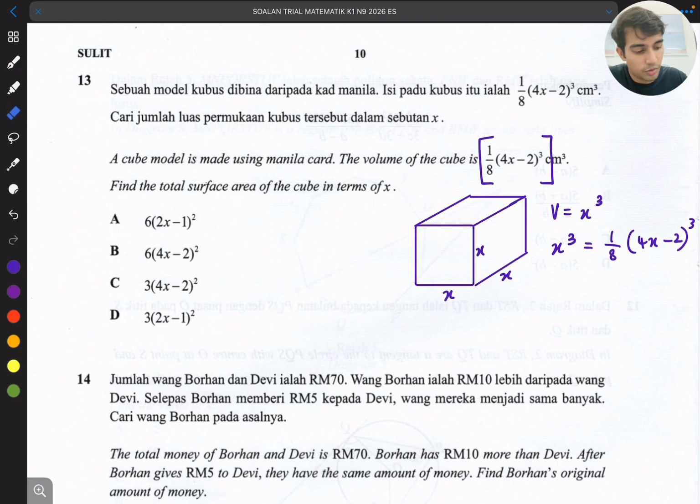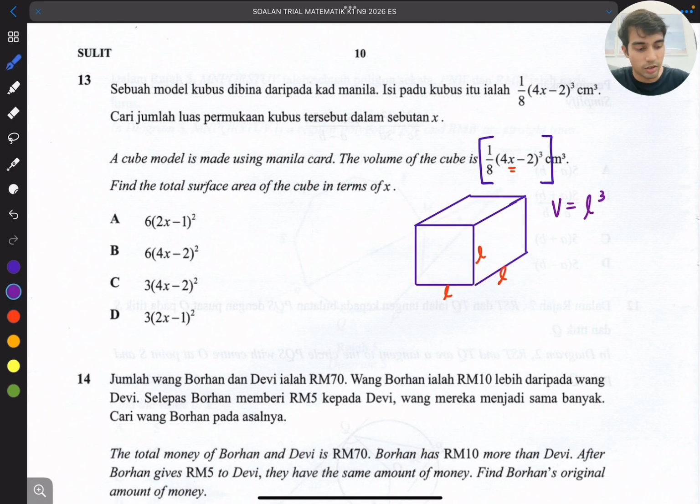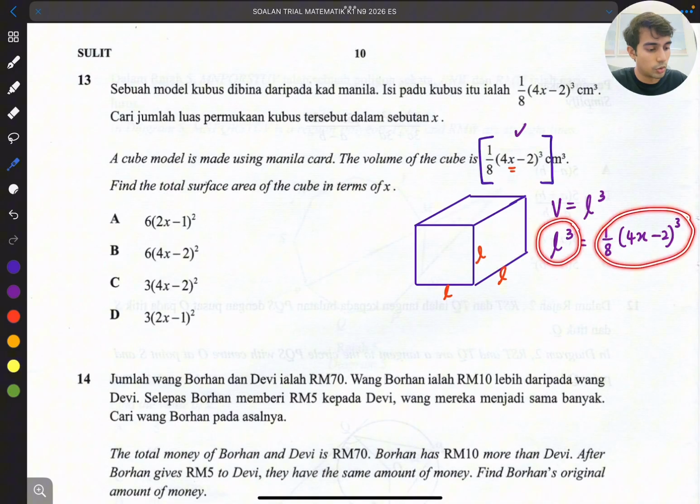Okay, you know what? Instead of using x cube, because they already gave x, I'm just going to make it easier. I'm just going to call this length L. L times L times L. We can't use x because here already got x. So the volume is L cube, this times this times this. So L cube is equivalent to 1 over 8 (4x minus 2) cube.